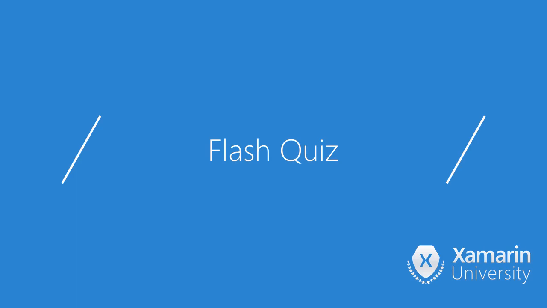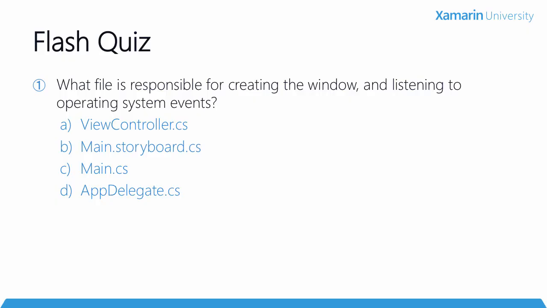So let's real quickly test our knowledge just to see how we're doing. So question number 1. What file is responsible for creating the window and listening to operating system events? A, the view controller, B, main storyboard, C, main.cs, or D, appdelegate.cs? And the answer is D, appdelegate.cs.